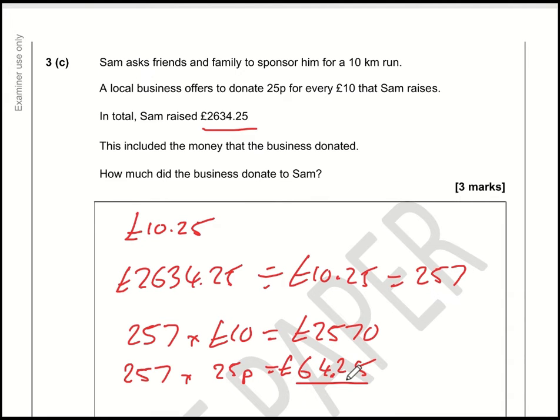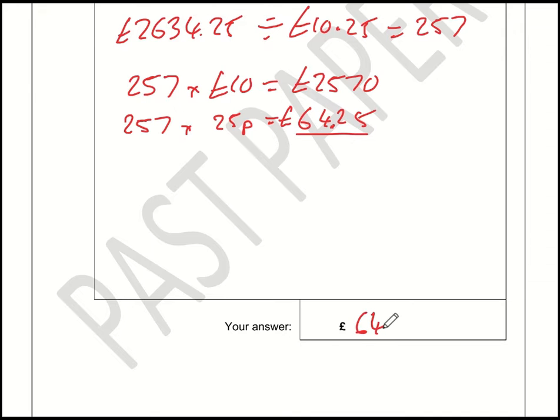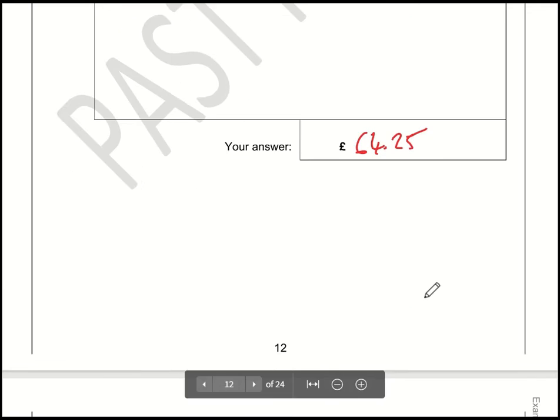So how much did the business donate to Sam? Well, that was therefore the £64 and the 25 pence. So that is our final answer.